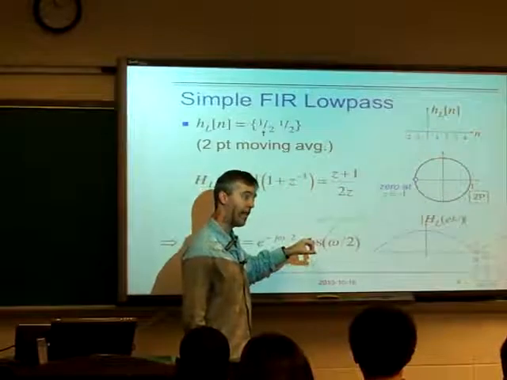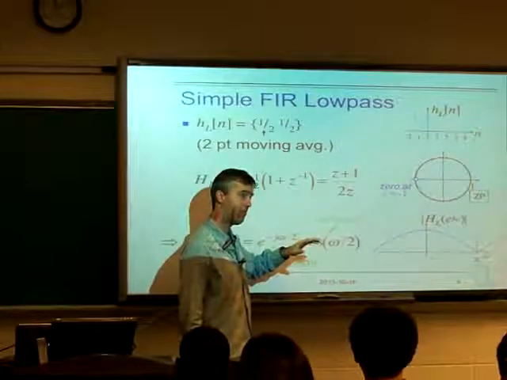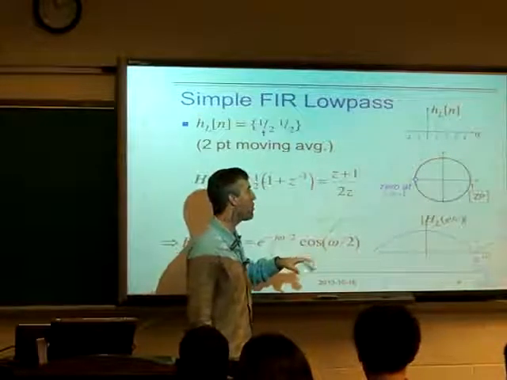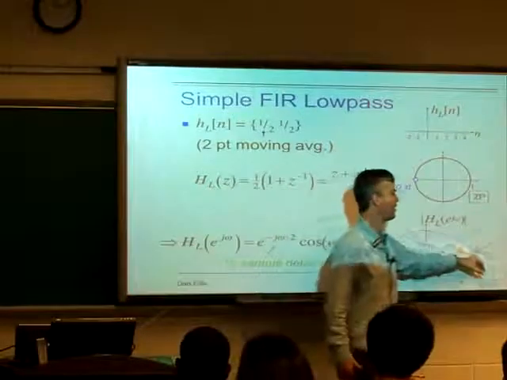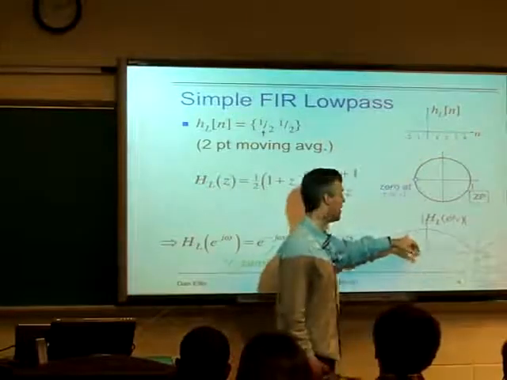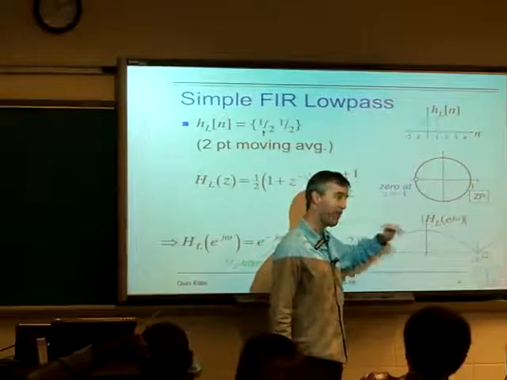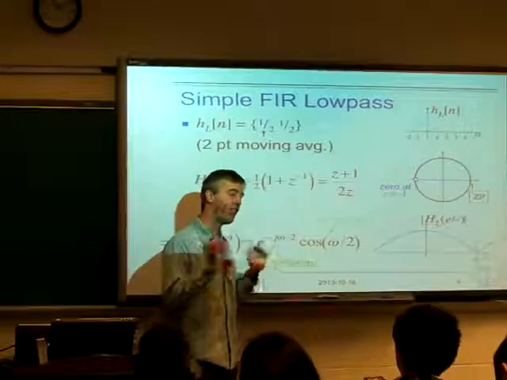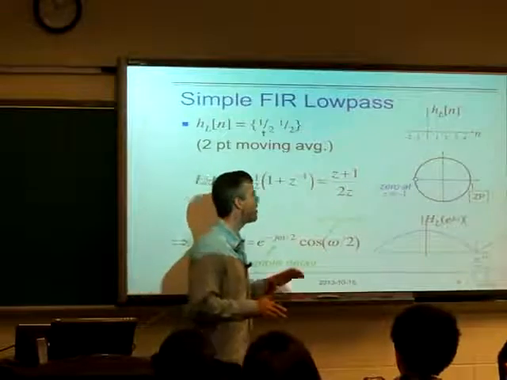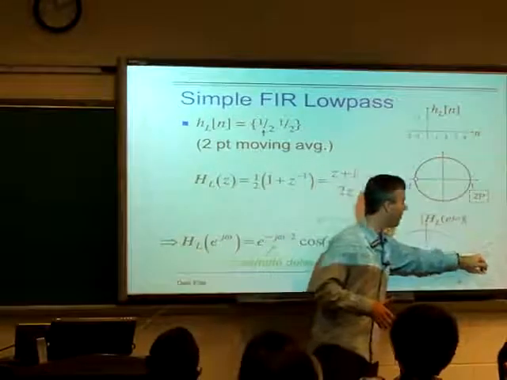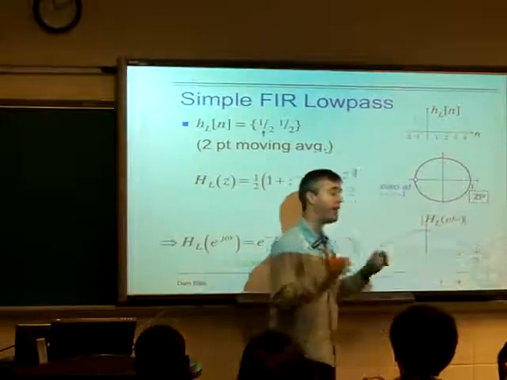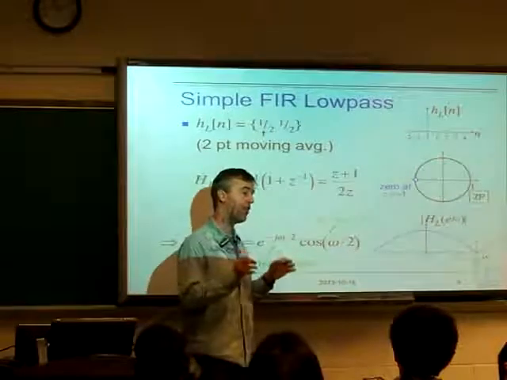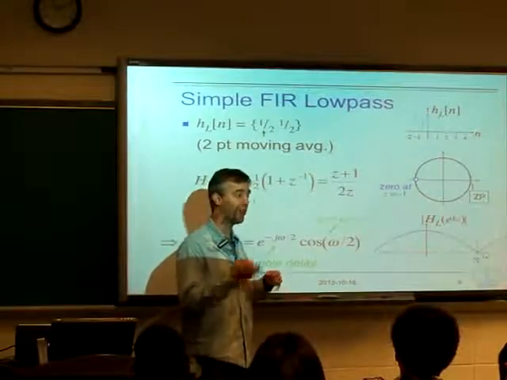What that means is that there's an expression for this shape, this rectified cosine omega on 2. The magnitude of cosine omega on 2 has a Fourier series representation in terms of cosine omega, cosine 2 omega, cosine 3 omega, etc.